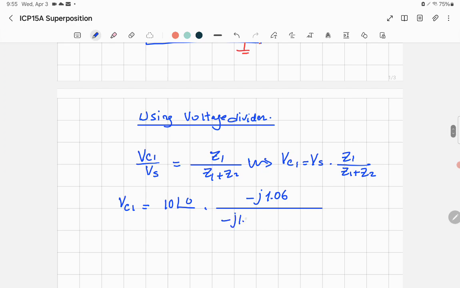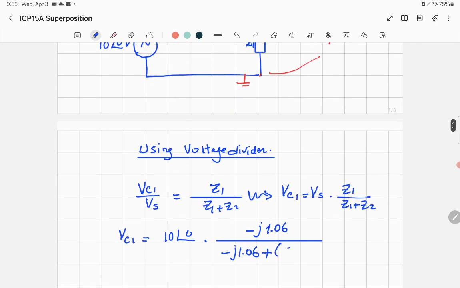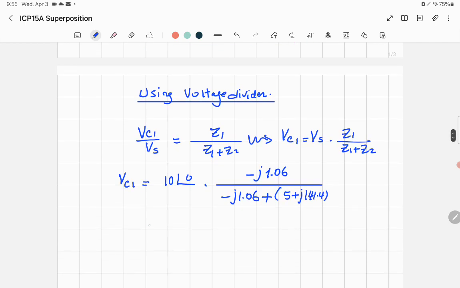We already have Z1 plus Z2: 5 plus J5, that's Z2, 5 plus J141.4. And then you do this mathematical symbol complex. You can do it using the calculator. And what you're going to get, I got this value on the calculator: minus, it's a small number, 0.754 minus J 0.0027 voltage.